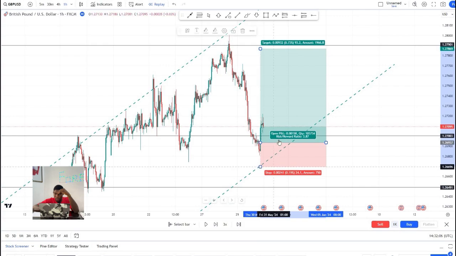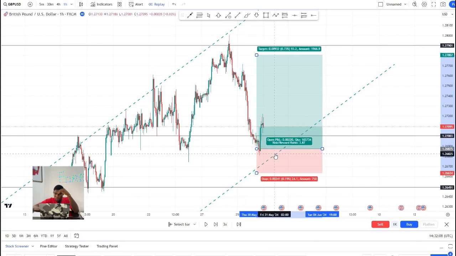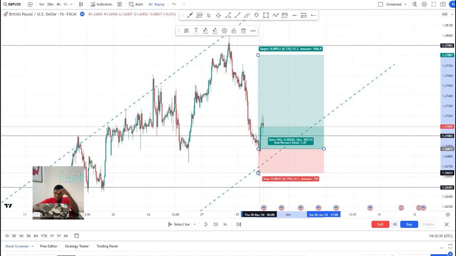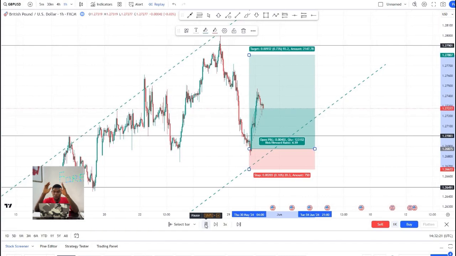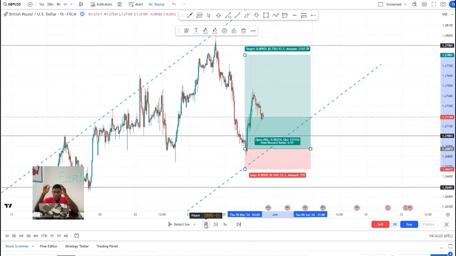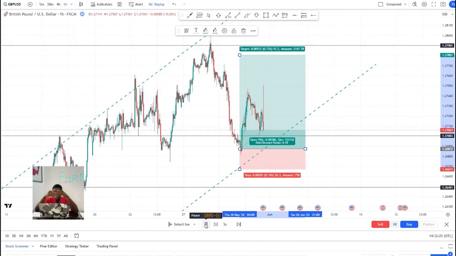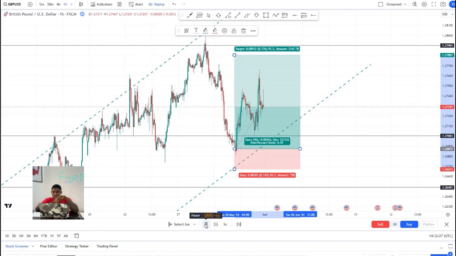So risking about 20 pips. I like to risk 20 pips. Very soon I'll teach you guys about your risk management. So what do we see market do? Market kept on going upward because market is moving in an uptrend, like I told you guys. Market played a bit, as you guys can see.